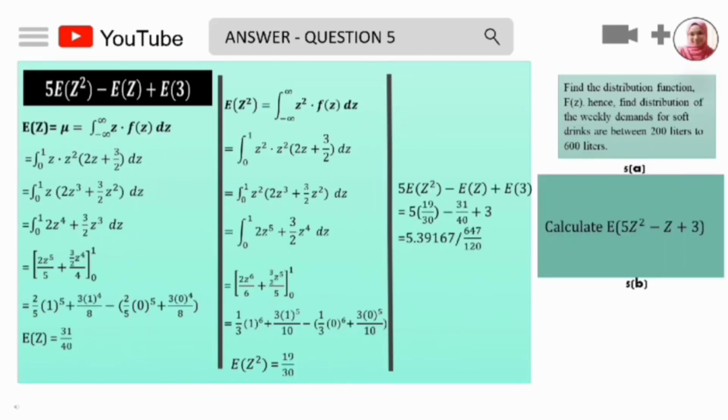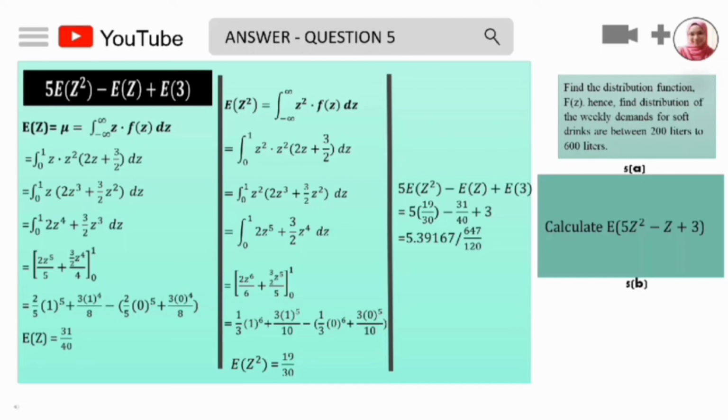For question 5b, calculate the expected value of 5Z squared minus Z plus 3. We get 5 times expected Z squared minus expected Z plus expected 3. Expected Z is actually the mean. To find expected Z, we multiply the equation with Z and integrate it. After multiplying the equation with Z, we get 2Z to the power of 4 plus 3 over 2 Z to the power of 3. Integrating with upper limit and lower limit, we get expected Z, which is 31 over 40.